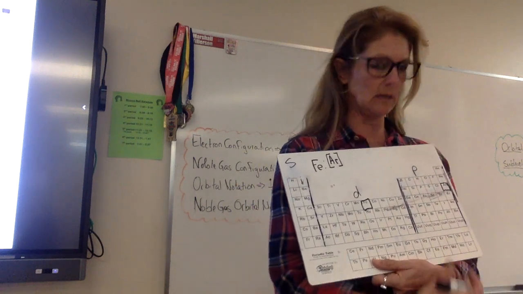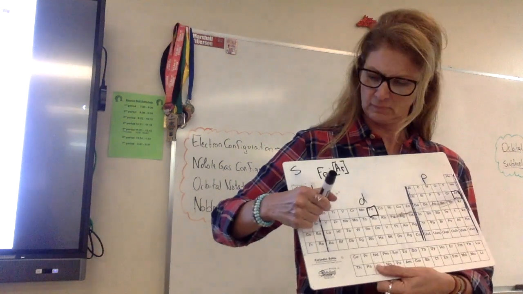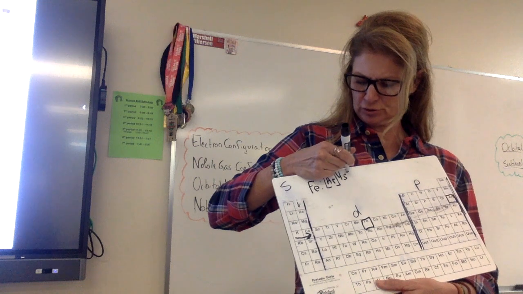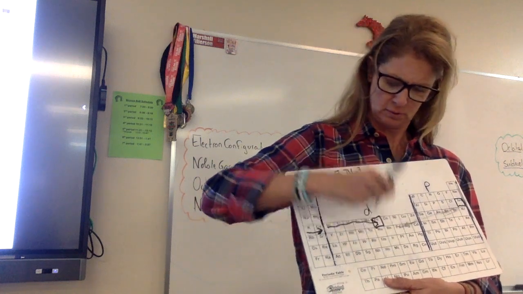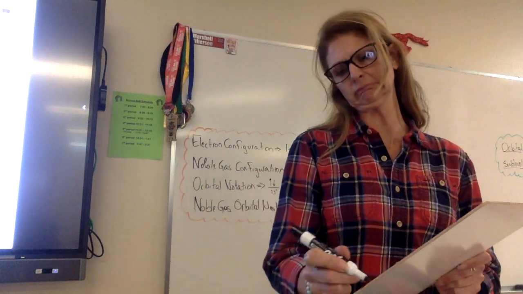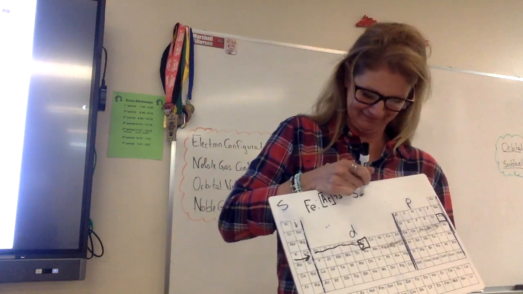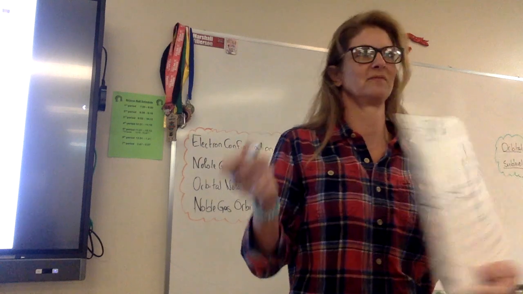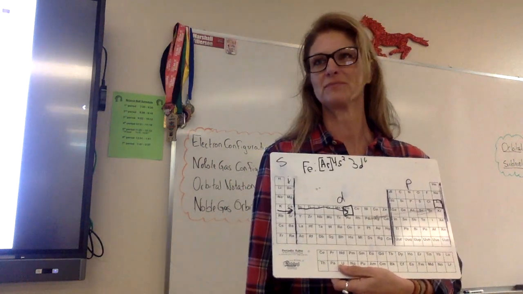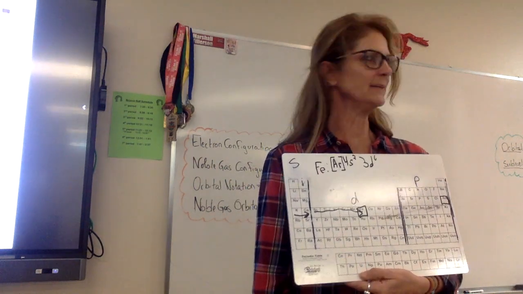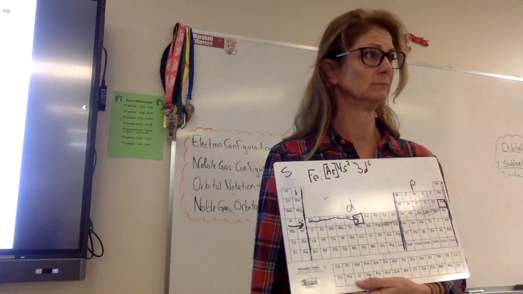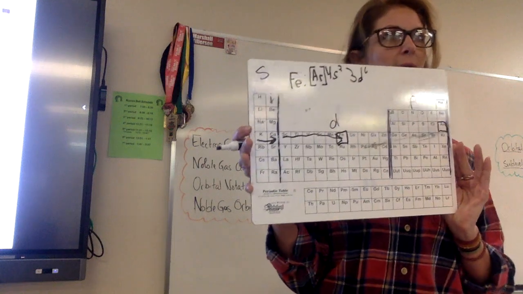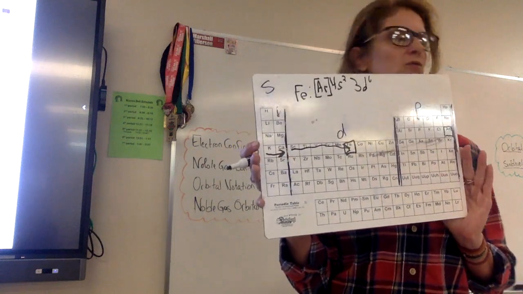What's after argon? 4s2, and then 3d6. Easy? Easy. The only time you can do this is when I've asked for the noble gas configuration. So argon 4s2 3d6.